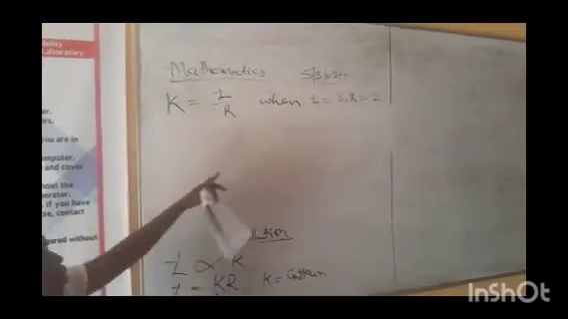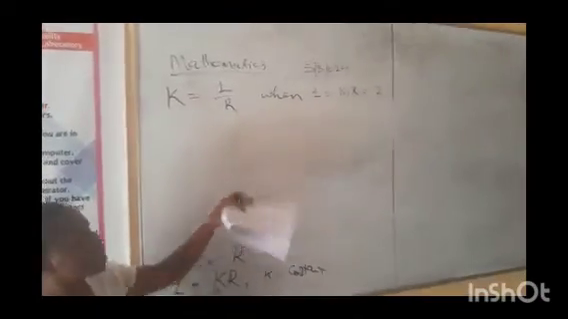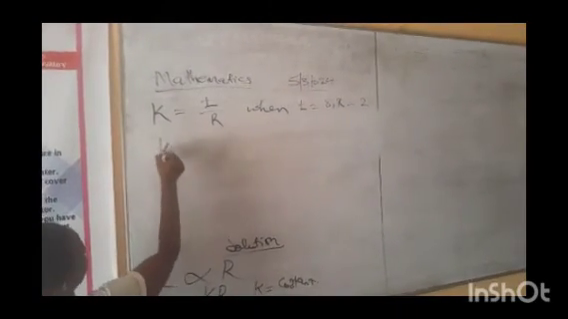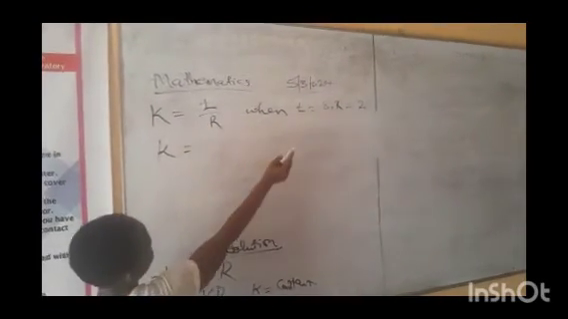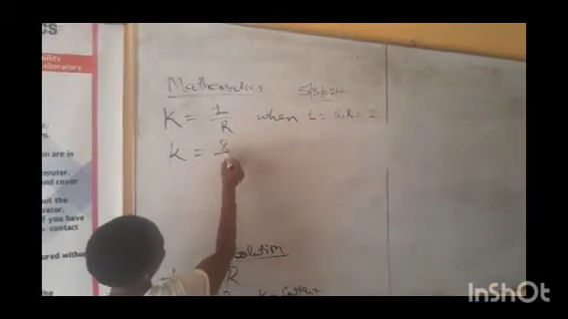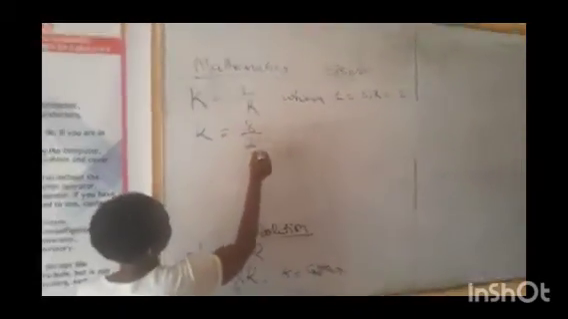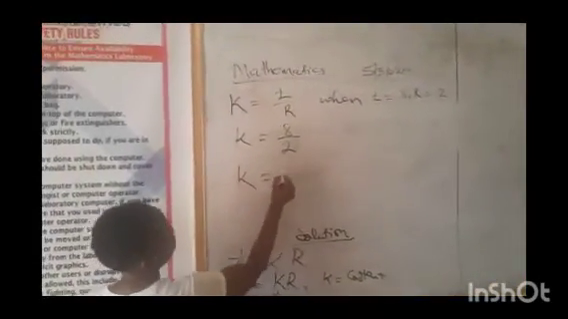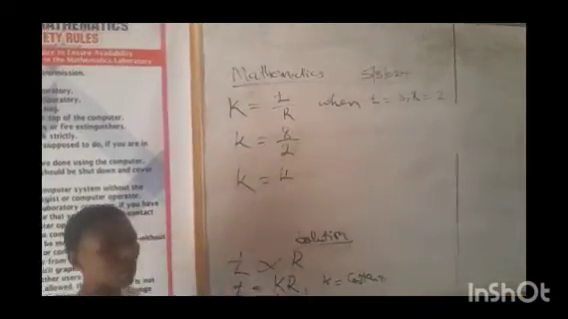So the next thing to do now is to bring in the values of those variables that have already been given. So what we are looking for here is k, which means k is equal to t, the value of t here is 8, all over the value of r, which is 2. And that means that our k is equal to 4. So we have gotten our constant now as 4, which is k.